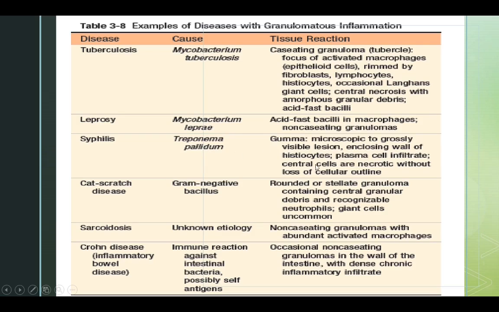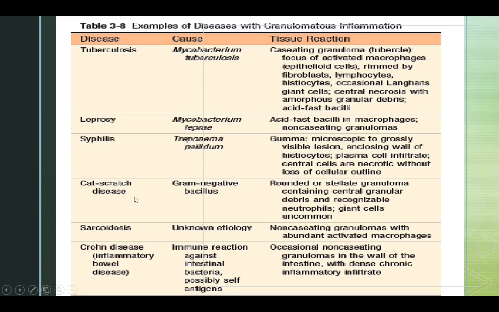There will be central necrosis without loss of cellular outlines. You can differentiate what kind of cells are there in this granuloma, in this necrosis, and the architecture of the organ will be maintained. Like you can say this is the liver, or if this is the spleen, it is the spleen. The architecture will be maintained and will not be lost.